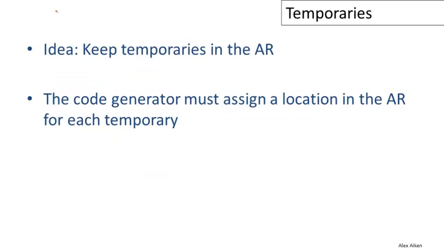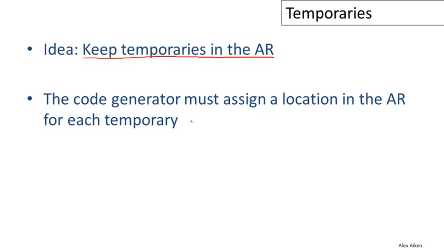So the basic idea, which we've already seen, is to keep temporaries in the activation record. Now, this is not as efficient as keeping temporaries in registers, but that's the subject of a future video. We're not going to talk about that today. What we're going to talk about is improving the way in which we manage temporaries that happen to be in the activation record for whatever reason. So it doesn't matter why we want them to be in the activation record, but given that they're there, what's the most efficient code that we can generate?